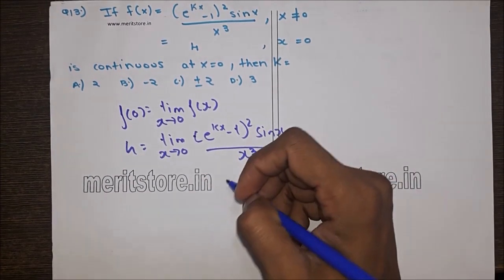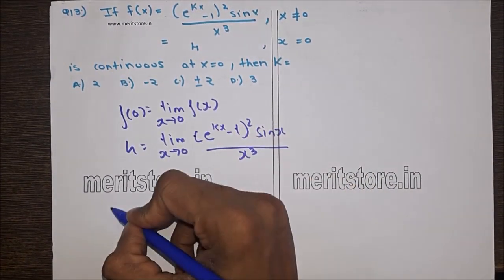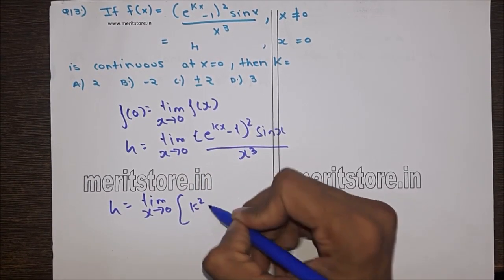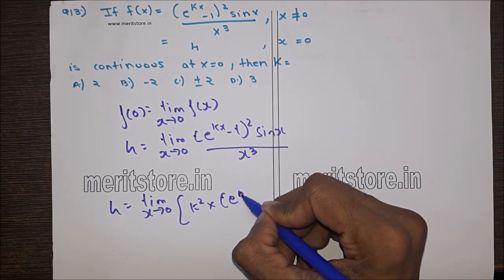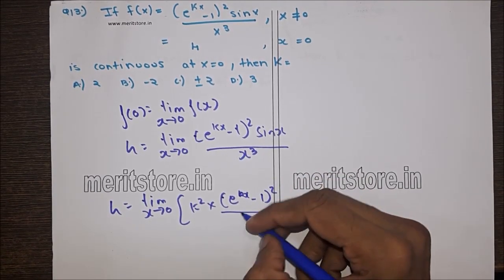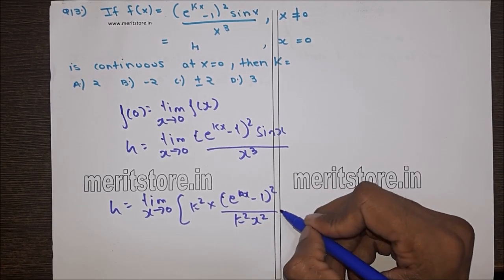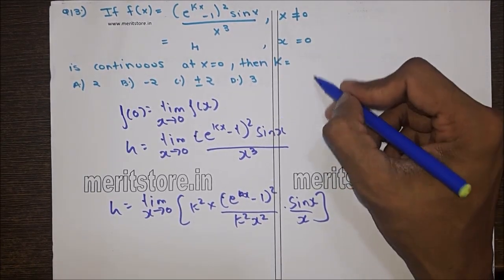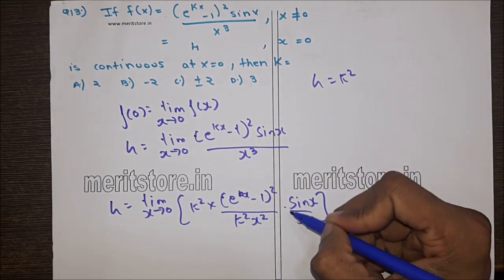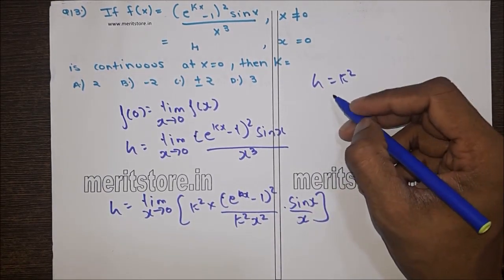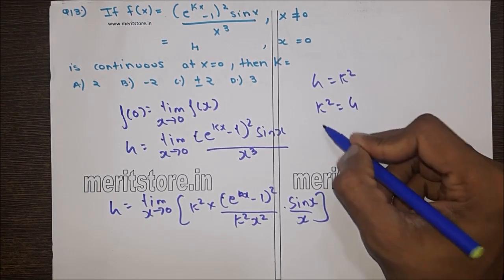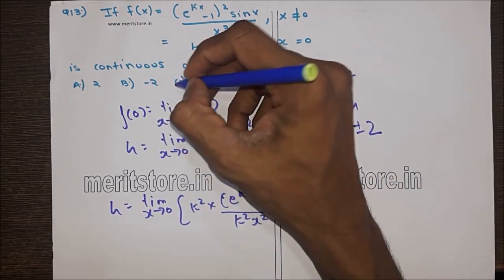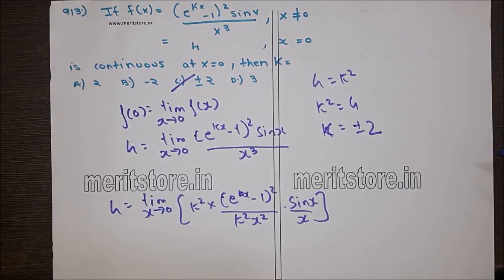We multiply and divide by k square x square on the right hand side, so 4 equals the limit as x approaches 0 of k square x square into (e^(kx) minus 1) the whole squared upon k square x square, into sin x upon x, where we get 4 equals k square. The limit of the whole function we get as 1, so k square is equal to 4, which can be written as k equals plus or minus 2, so our answer matches with option C. Therefore option C is the correct answer.